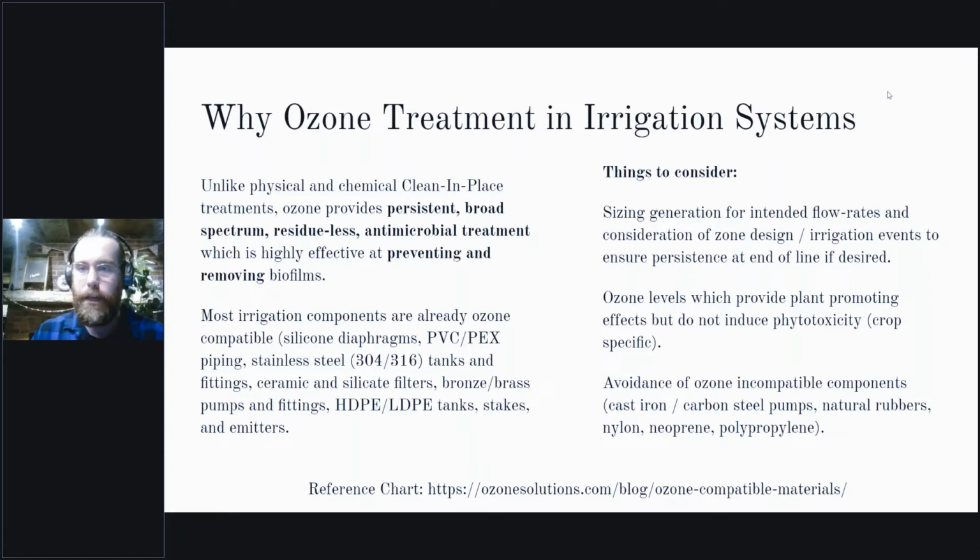The sizing of the generation for intended flow rates. It's important to work with your integrator to size the generation for the intended flow rate and give consideration to the zone design and the duration of irrigation events to ensure that there's persistence at the line if desired. Ozone levels which provide plant promoting effects but do not induce phytotoxicity, refer to the literature to find what those may be for the crop that you're working with, and avoid ozone incompatible materials such as cast iron, carbon steel, nylon, and so forth.